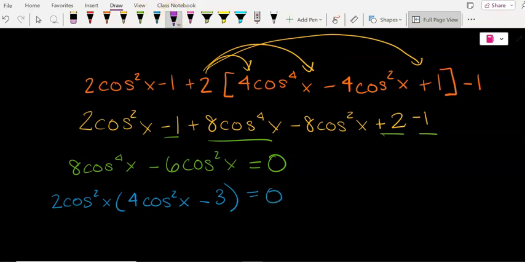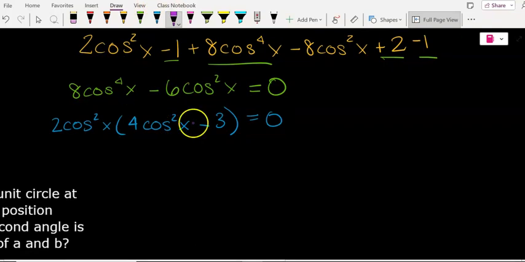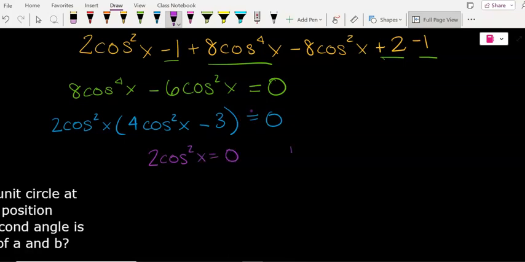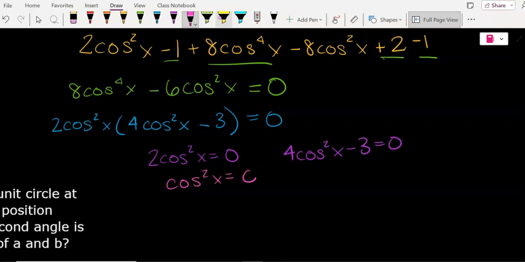So now I'm just going to set both of those terms equal to 0. So that means I'm going to have 2 cosine squared x is equal to 0, and 4 cosine squared x minus 3 is equal to 0. And so in order to solve for cosine squared over here, I'd divide both sides by 2, and so I'd get cosine squared x is equal to 0. And then I'm going to square root both sides. And so now I get cosine x is equal to, the square root of 0 is 0.